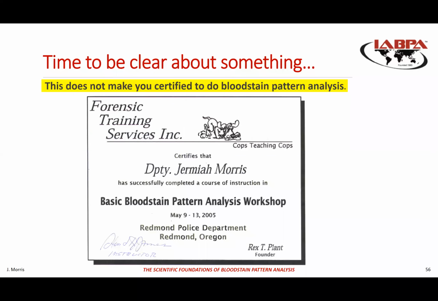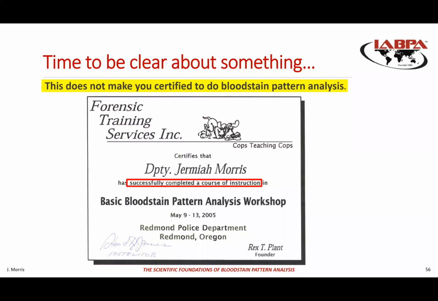And along these lines, let's be clear about something. This here is the certificate that I got when I took my 40-hour basic. For those of you who have taken an introductory course, you have probably left that course with a similar certificate. This does not certify you to do bloodstain pattern analysis. I'm going to emphasize that again. If you get a certificate of attendance, you are not a certified bloodstain pattern analyst.